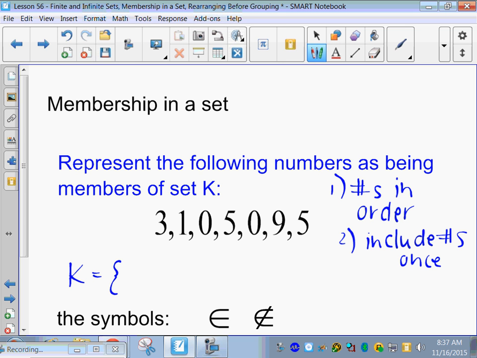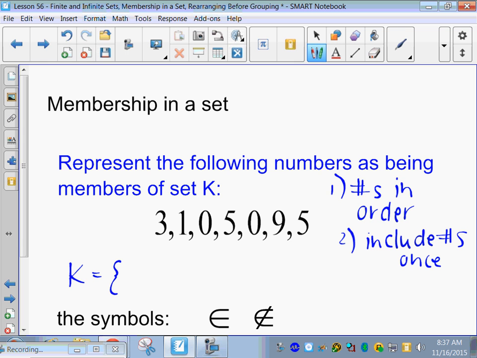So we want to represent the following numbers as being part of the set K. And we have 3, 1, 0, 5, 0, 9, 5. I see 0 appears twice, 5 also appears twice. But when I write them in set notation, I'm only going to put those numbers in there one time. They're not going to come in there twice. So we're going to start from the bottom and go up, so our numbers are in order.